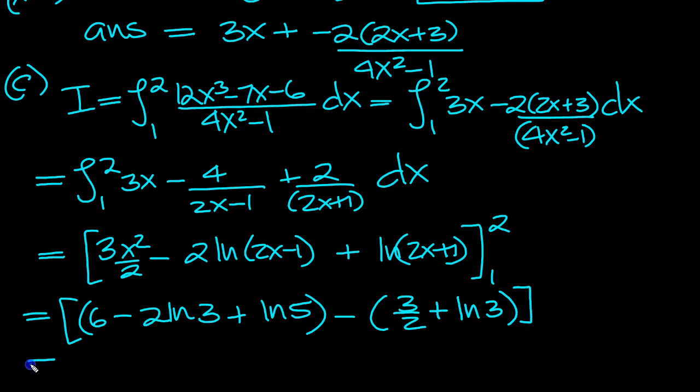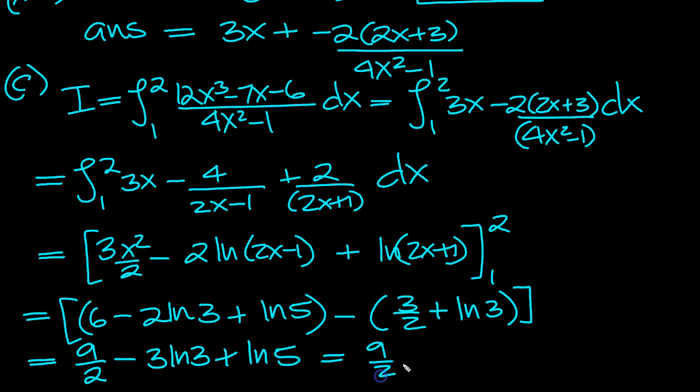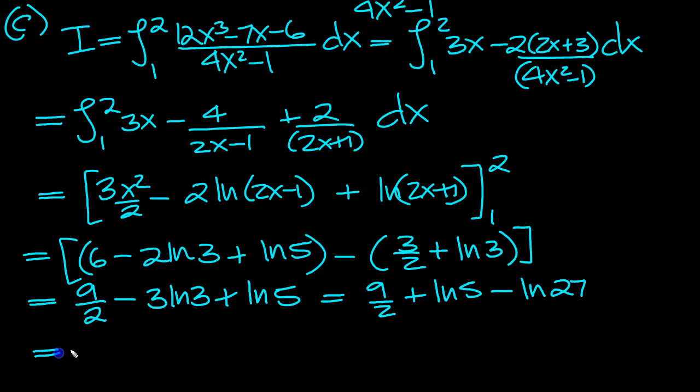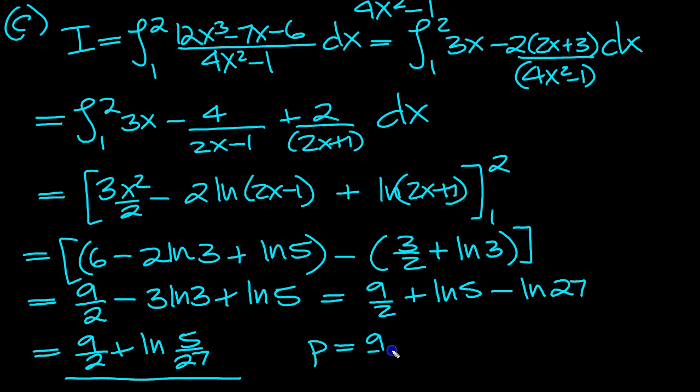Okay, close bracket, so that equals then 6 is 12 over 2 minus 3 over 2 is 9 over 2, minus 2 log 3 minus another log 3 is minus 3 log 3, plus ln 5, which is 9 over 2 plus ln 5 minus ln 27, which is equal to then 9 over 2 plus ln of 5 over 27, minus, you divide, don't you? So P is equal to 9 over 2 and Q is equal to 5 over 27.